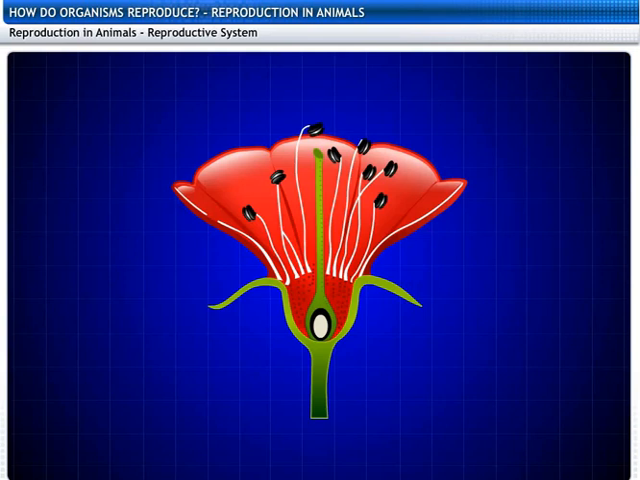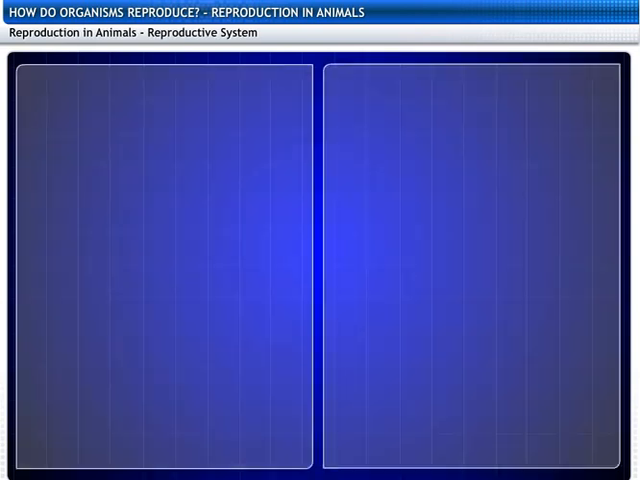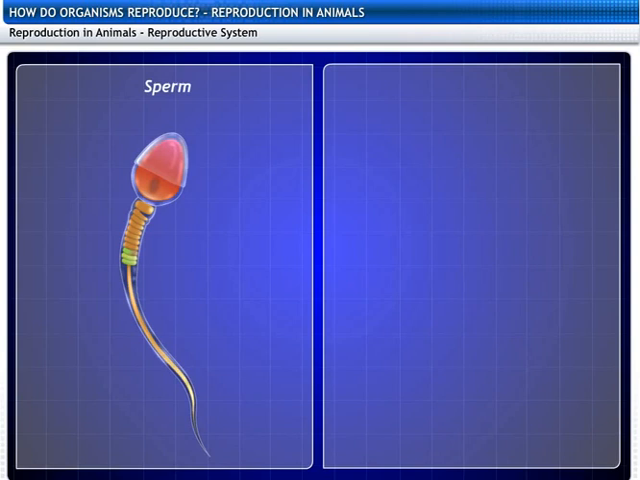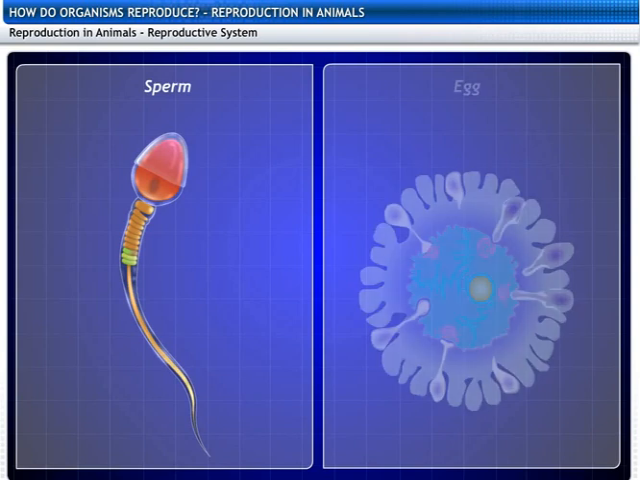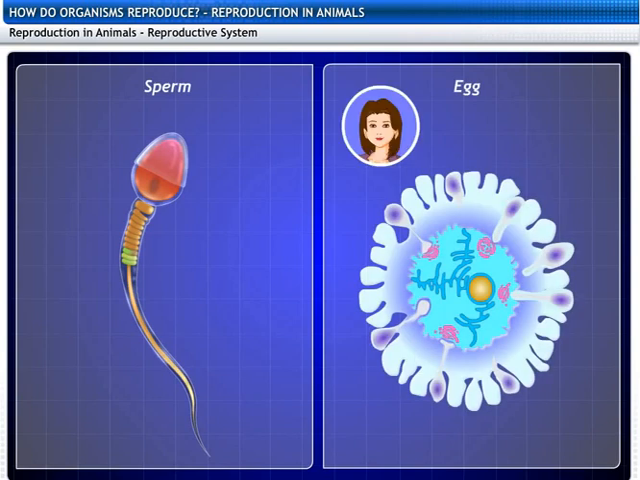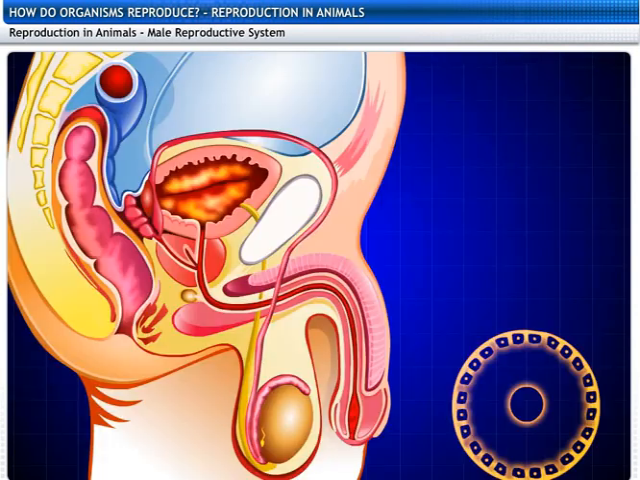But, for that, presence of a male reproductive system and a female reproductive system, similar to the stamen and the carpel in flowering plants, is necessary. The sperm forms a part of the male reproductive system, while the egg forms a part of the female reproductive system.